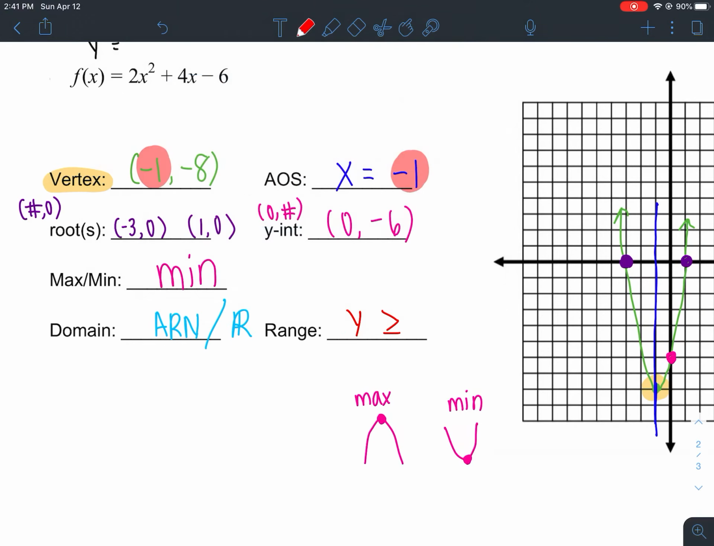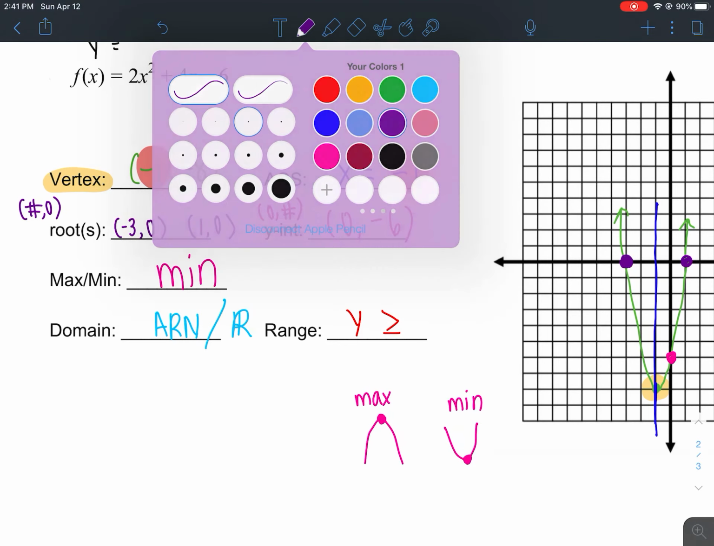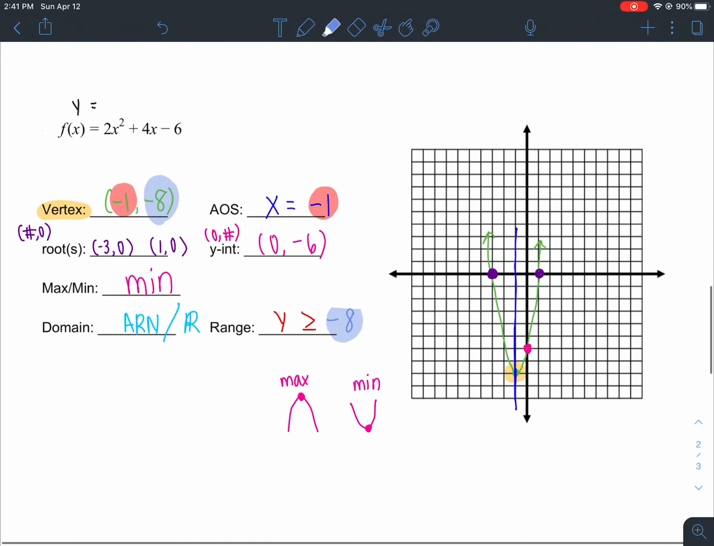So that's going to be, we'll use a different color here that we haven't used already. It's going to be a tough one. Purple? No, we've used purple. Let's just use this baby purple. It would be -8. Remember, your y value here is going to be the same y value as here. All right, and that is graphing standard form quadratics using Desmos to help us.